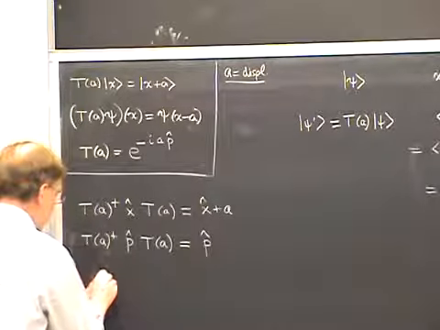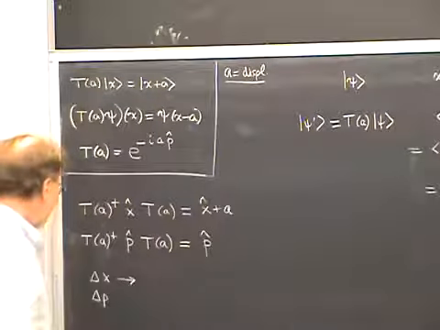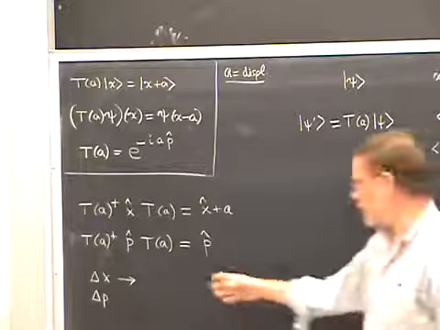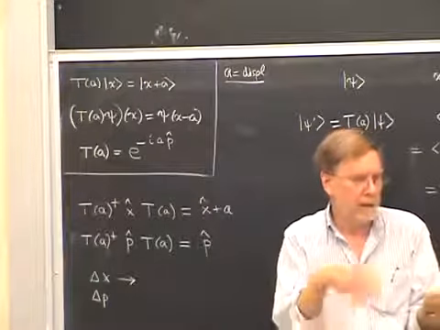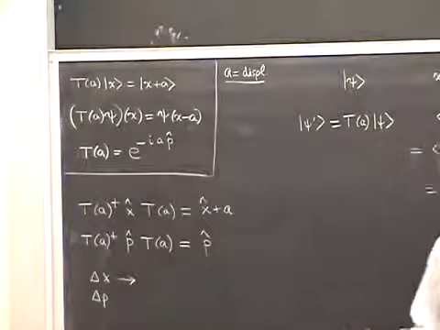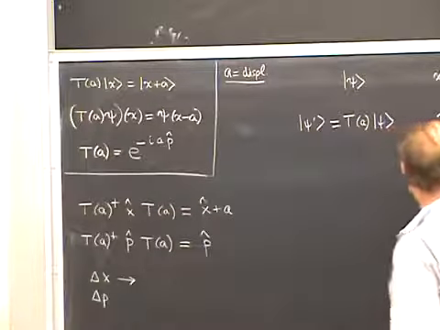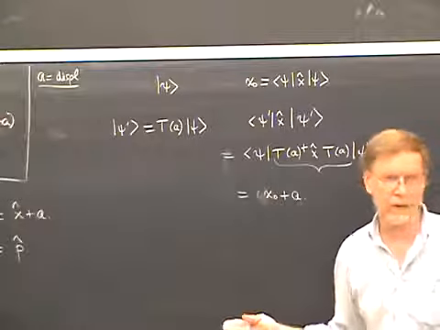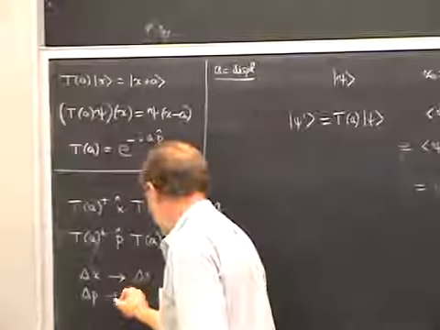What does it do to dispersions, delta x and delta P? What does delta x go into under translation? Well, if you just think of statistics, the dispersion is a measure of the spread about the mean. It's really the difference between the mean and the actual value of x, the average of the square of the difference, square rooted. It's the RMS difference. The translation affects the x, but it also affects expectation values in the same way, and so the difference between the two cancels out. Translations don't affect dispersions. So delta x goes into delta x and delta p goes into delta p.